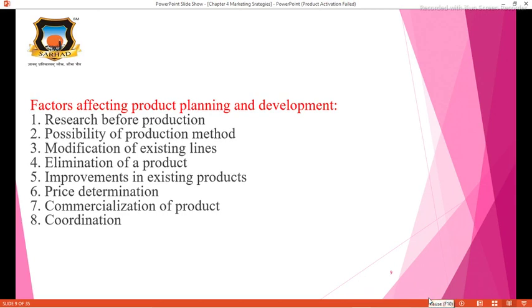The next is modification of existing lines. A study of the existing product lines should be made in order to ascertain whether a new product is really required or whether modifications in an existing product will meet the new requirements of the customers. If it is possible to modify an existing product, then the extent of this possibility should be thoroughly explored.